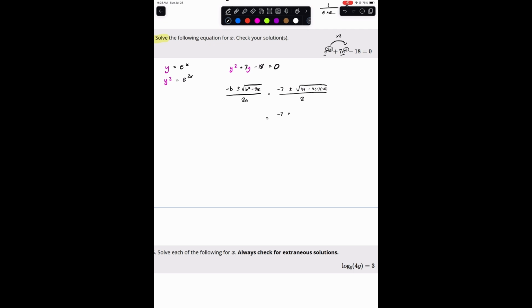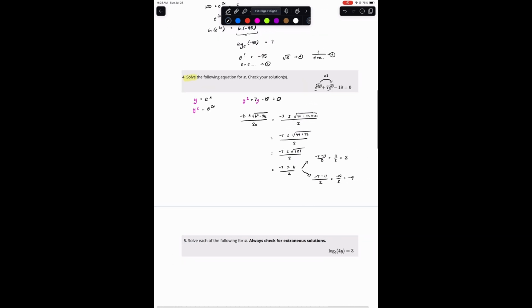We get negative 7 plus or minus the square root of 49 plus 72, over 2. This is negative 7 plus or minus the square root of 121 over 2. This is negative 7 plus or minus 11 over 2. And we can divide this up. We get negative 7 plus 11 over 2, which is 4 over 2, which is 2. And we get negative 7 minus 11 over 2, which is negative 18 over 2, which is negative 9. Okay?